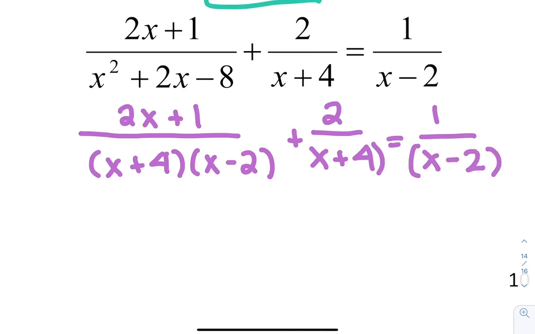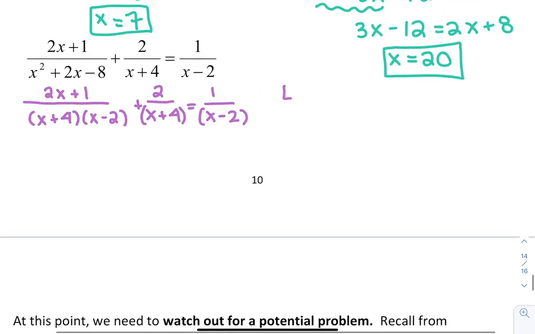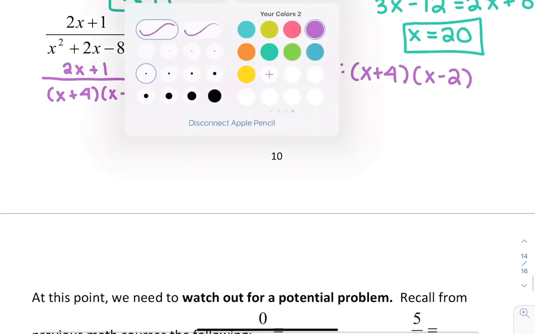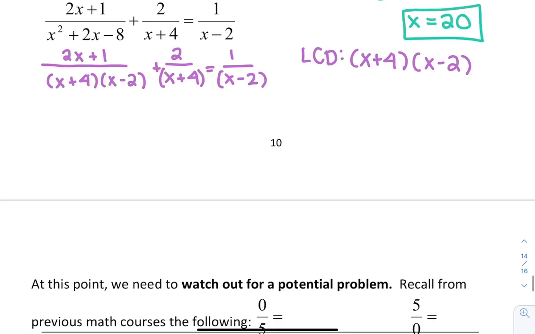And I like to put these in parentheses. So now let's figure out what the LCD is, or the least common denominator. Well, I need an x plus 4. I need an x minus 2. And then it looks like I have everything else covered. So now I'm going to multiply by what it's missing. My first fraction actually has everything in the denominator already. My second fraction is missing the x minus 2 times x minus 2. And my last fraction is missing that x plus 4.